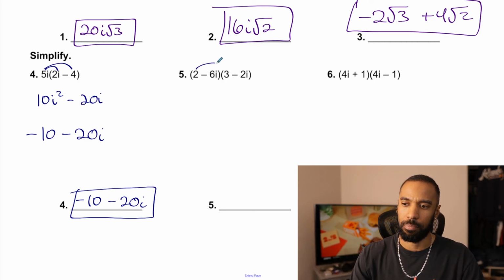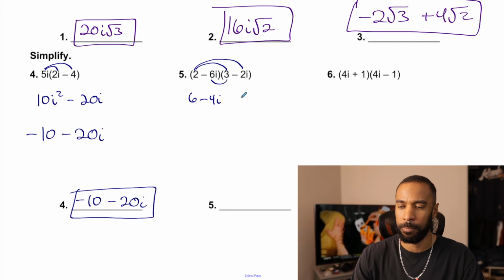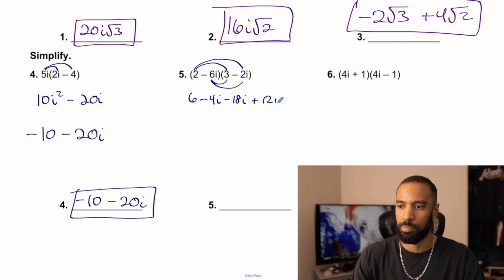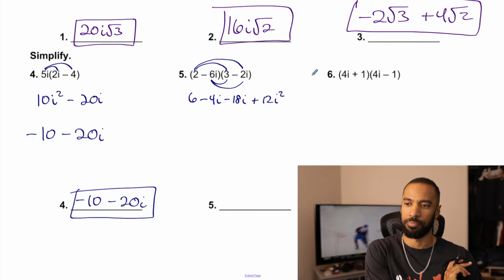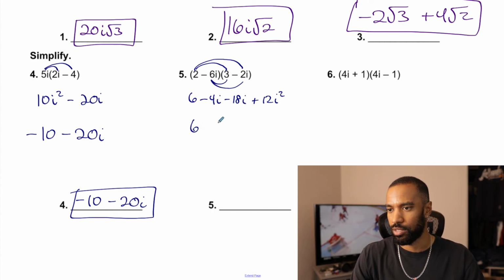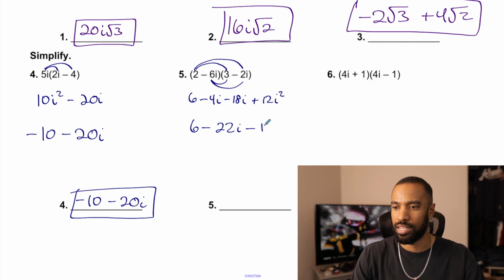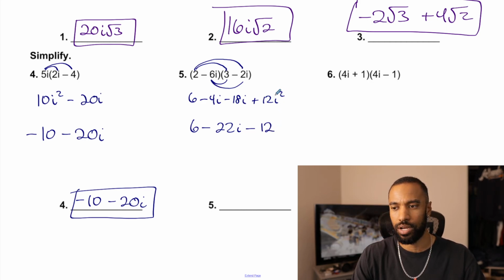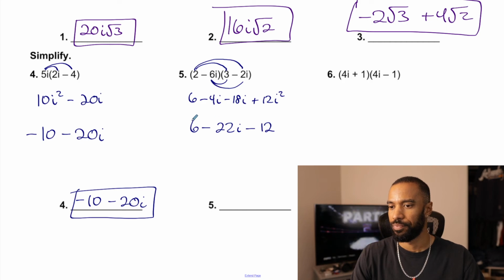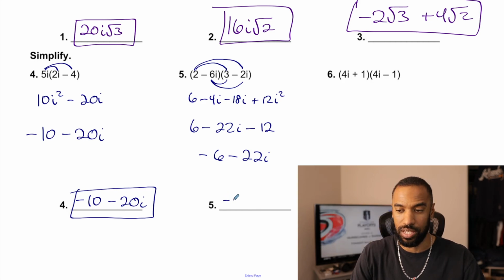Here we're going to FOIL. We've done that before. 2 times 3 is 6. 2 times negative 2i is negative 4i. Negative 6i times 3 is negative 18i. Negative 6i times negative 2i is positive 12i squared. Well, negative 4i minus 18i, let me make sure I did that right. Yep, negative 4i minus 18i is negative 22i, plus 12i squared is minus 12, because i squared is negative 1. 12 times negative 1 is negative 12. 6 minus 12 is negative 6, so we're going to get negative 6 minus 22i.